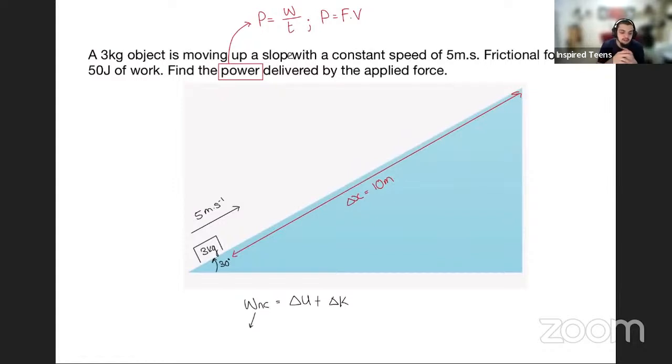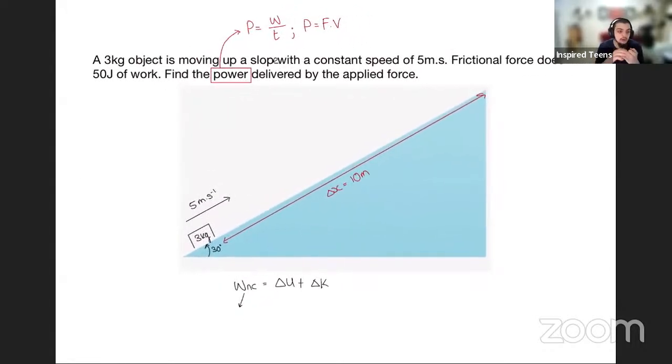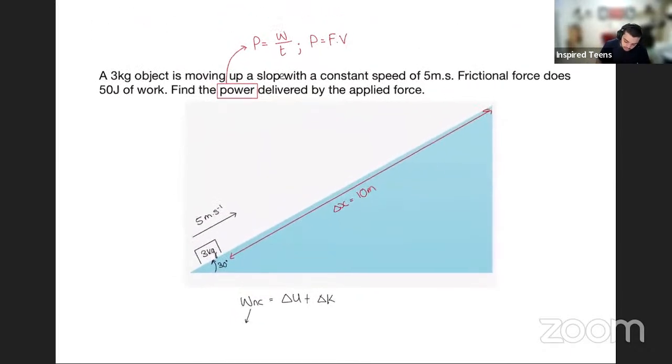Firstly, there's definitely frictional force, because it tells us that frictional force does 50 joules of work. But there is also something that is pulling this object up, with a constant speed of 5 meters per second, and that is the applied force. They tell us to calculate the power delivered by the applied force, which indicates there is definitely an applied force. So just a few things to note.